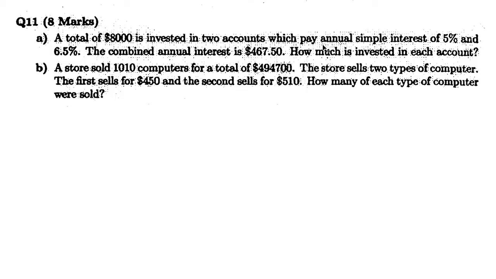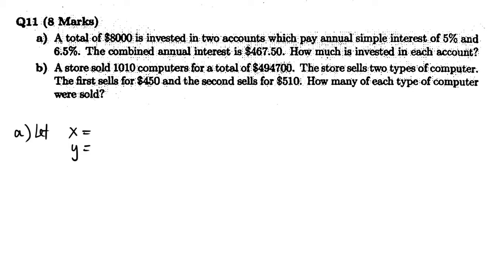Here we have some word problems. I think we're going to have to use a system of equations to solve these. Let's see what happens. For the first one, I think it's always important to be really clear what your variables are. So why don't we let x and y be what?